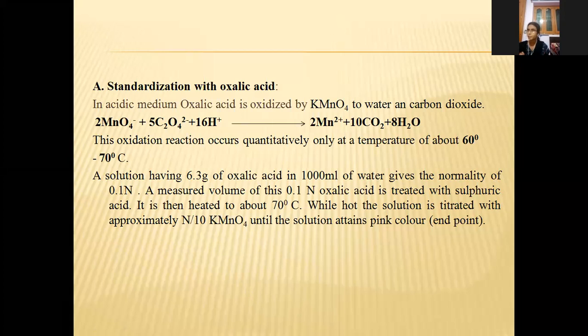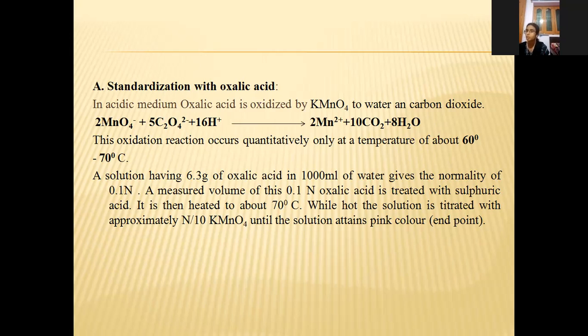This oxidation reaction should occur mainly at a temperature between 60 to 70 degrees centigrade, so we have to maintain 60 to 70 degrees centigrade. Here we want 0.1 normality of oxalic acid. How can we prepare it? By dissolving 6.3 grams of oxalic acid in 1000 ml of water.